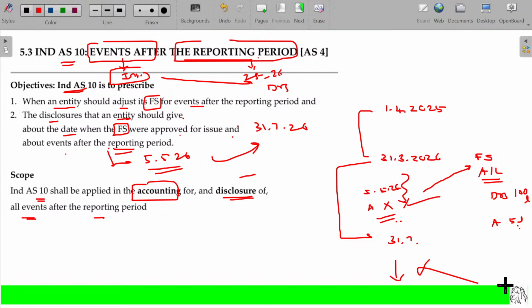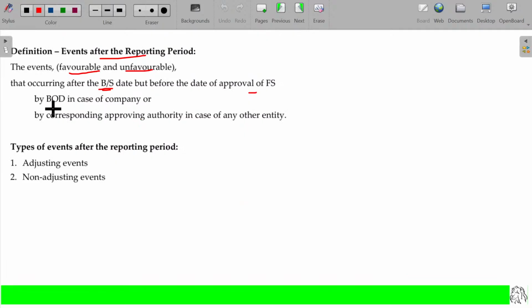Before approval, if I get any data, because of the data the financial report gets adjusted with respect to its value, then you have to handle it properly as per the provisions or policies given in Ind AS 10. And approval of financial statements is by the board of directors in case of a company; in case of any other entity, the corresponding approving authority's date applies.